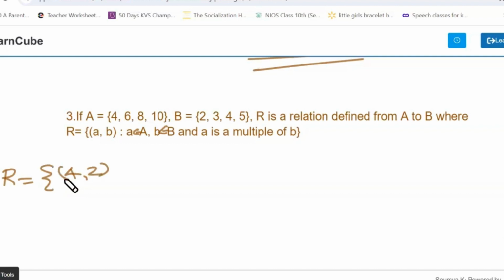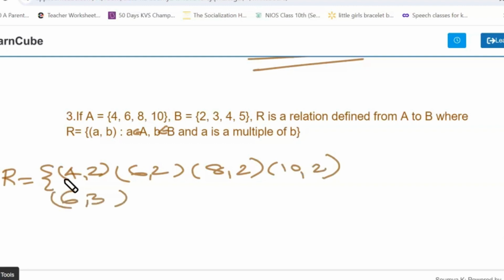So (4, 2), (6, 2), (8, 2) and (10, 2). So you can have all these elements. Then comes 3. For 3 only you will have 6. No other numbers are there as multiples of 3. So 3 1s are 3, 3 2s are 6. Then 3 3s are 9. So you are having only 6 as the result.